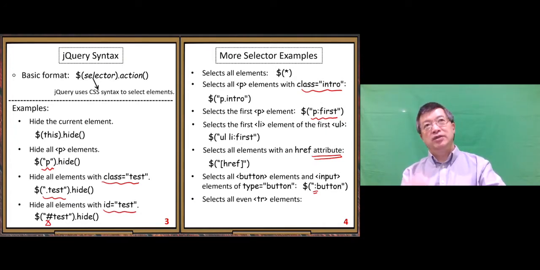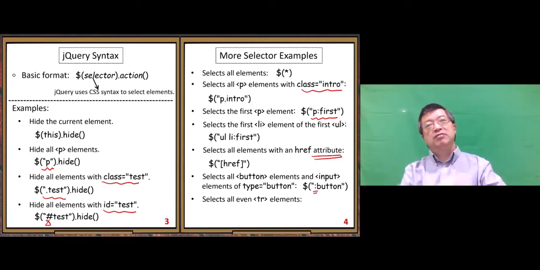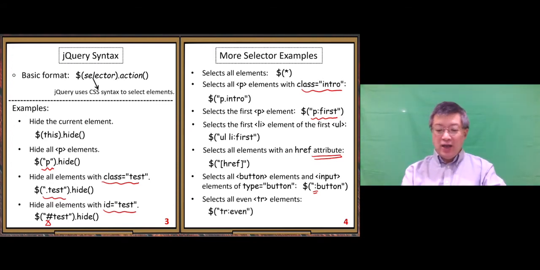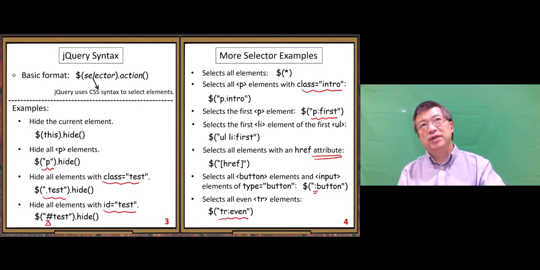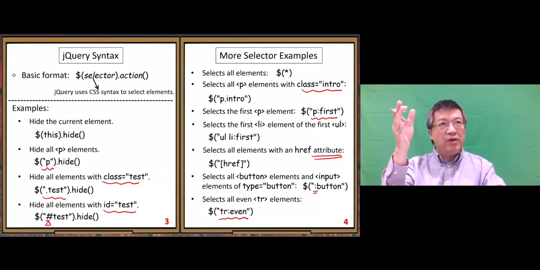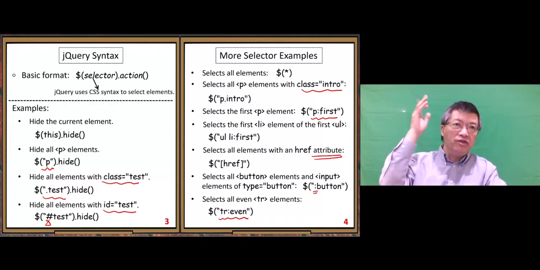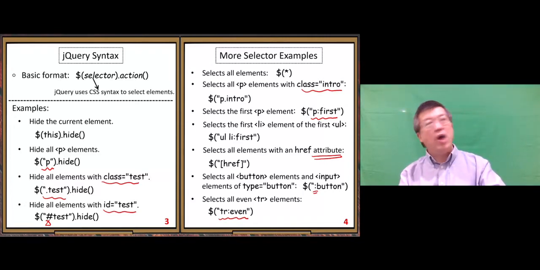Table, right? So in a table row, one row. So we select even rows, TR, even elements, not odd. So that's good. Sometimes we need that. TR colon even. How simple is that? So you can see a lot of tasks in jQuery can be simplified a lot. That's why jQuery is very popular in web development.